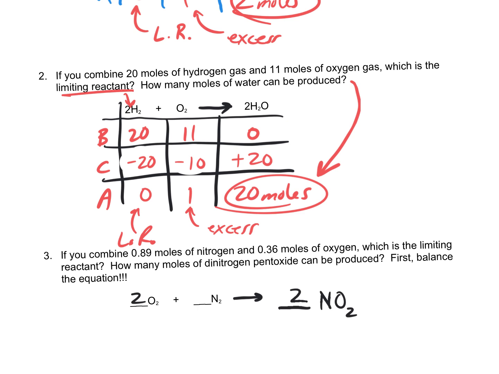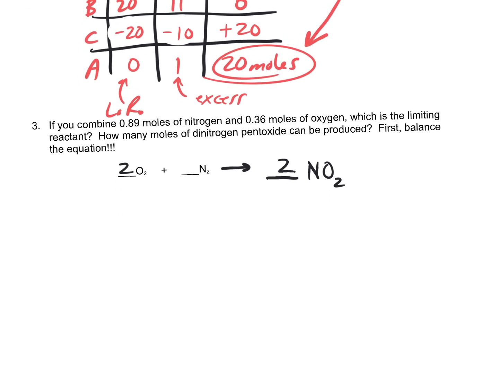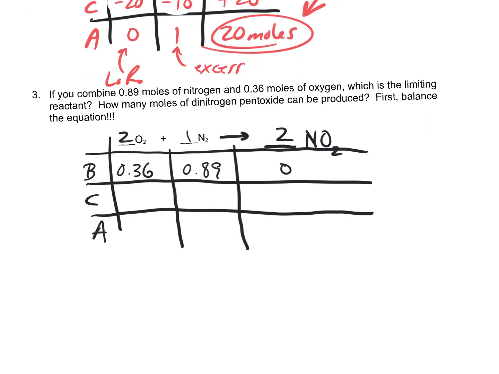For this next one, I decided to change the equation because I thought it was a little more complicated than necessary. So I just changed this problem a little bit. I'm just going to build a BCA table now. So like I said, I changed the equation. Now the mole ratio is 2-to-1 to 2. Okay, this is what I'm given.